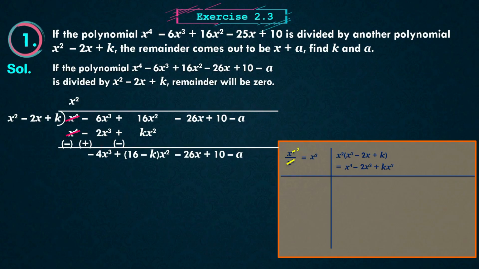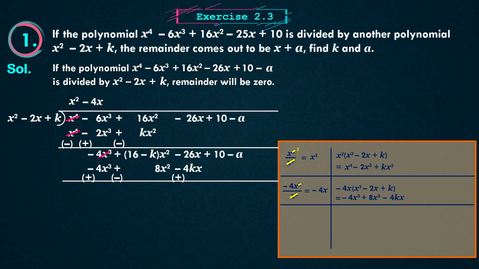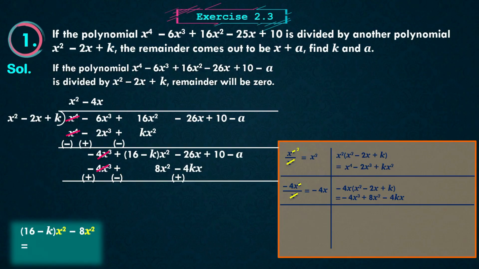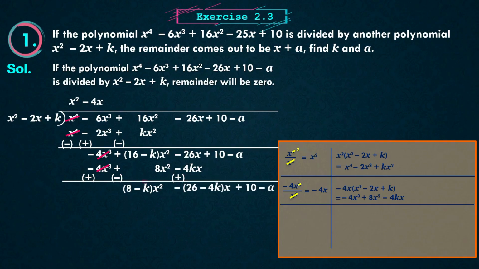Next divide -4x^3 by x^2. This gives -4x. Now multiply -4x with x^2 - 2x + k. This gives -4x^3 + 8x^2 - 4kx. Subtracting again, we get (8 - k)x^2 + (-26 + 4k)x + 10 - a. Next divide (8 - k)x^2 by x^2. This gives 8 - k.